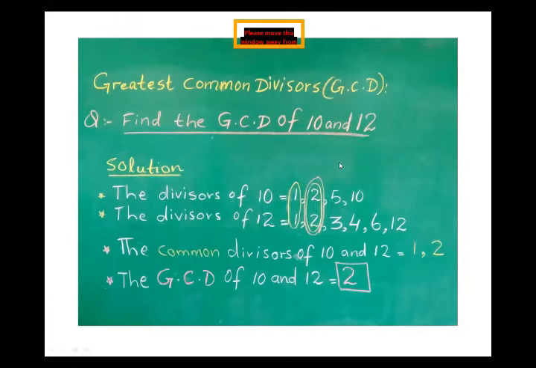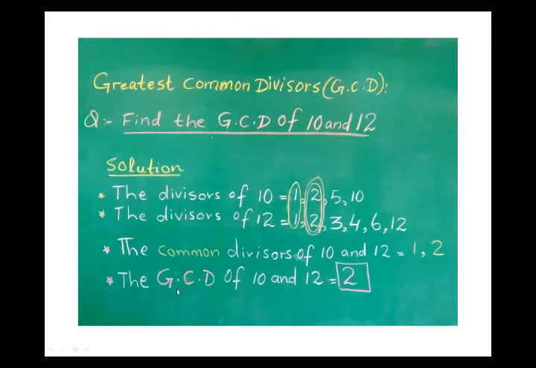Before finding the GCD of any numbers, we do the same thing which we already did to find the common divisors. Firstly, we list out the divisors of 10 and 12. The divisors of 10 are 1, 2, 5, and 10. And the divisors of 12 are 1, 2, 3, 4, 6, and 12.